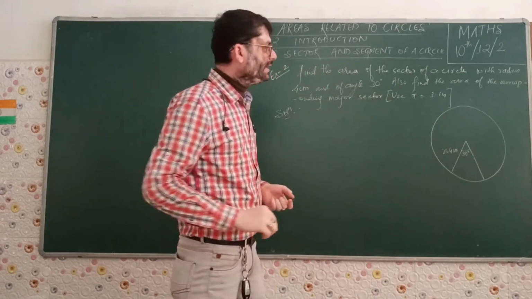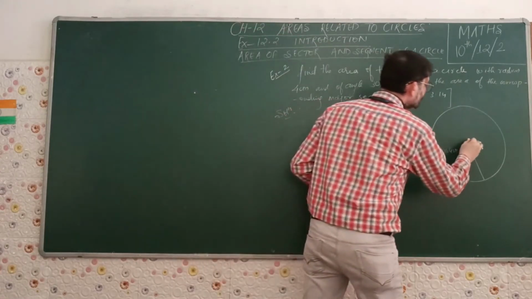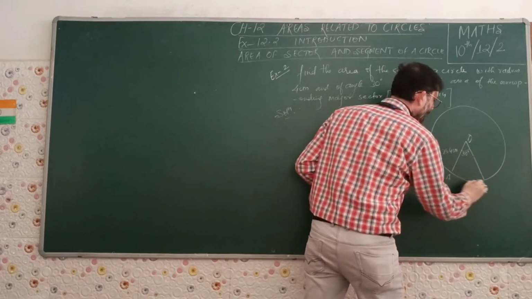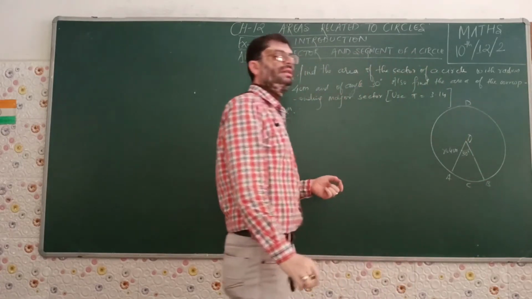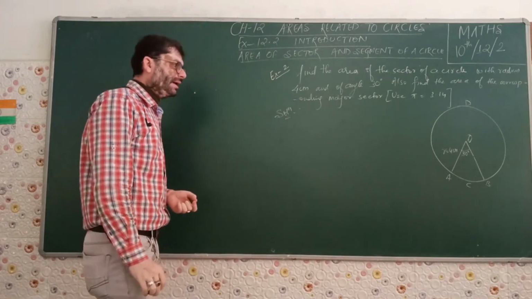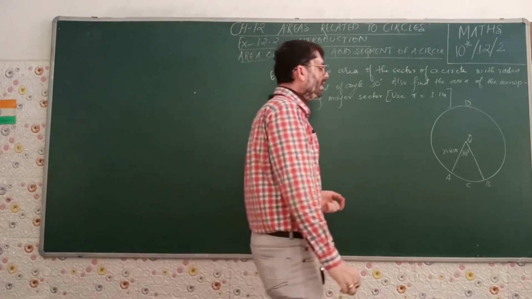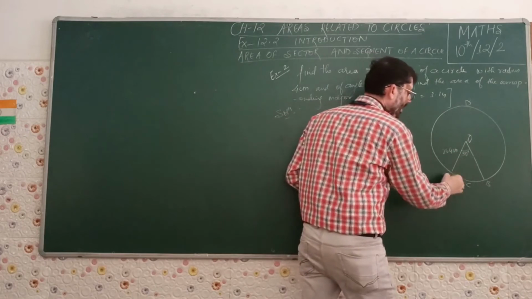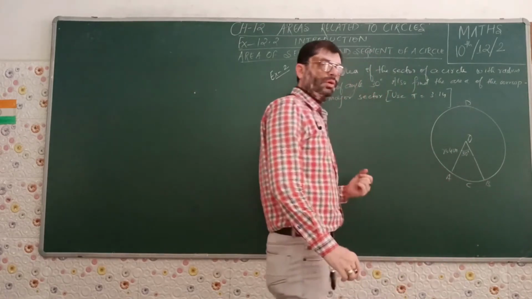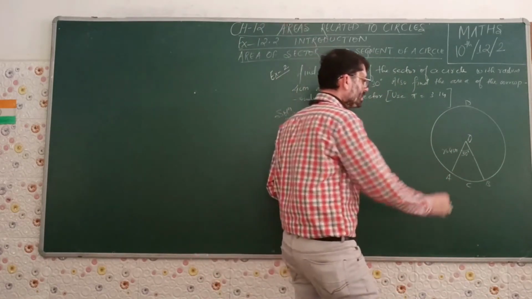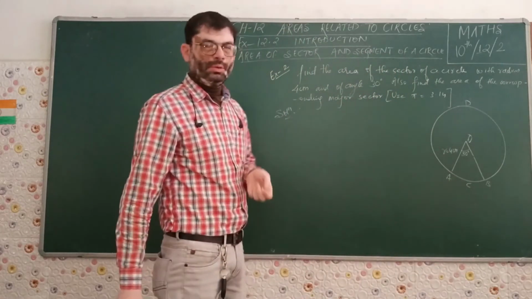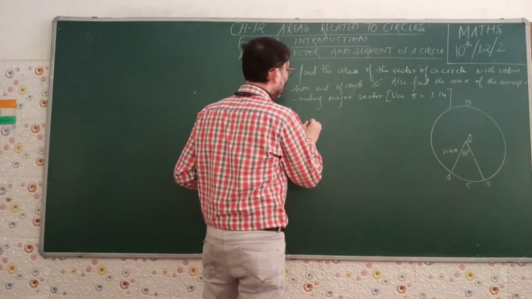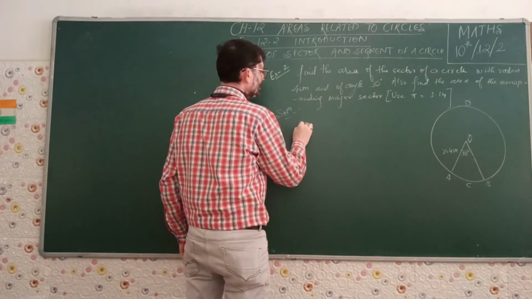We need to find the area of, let us name it O, A, B, let us write here C and D, so that we can very easily name the major and minor sectors. We need to find the area of the sector OACB. Moreover, we need to find the area of the sector OADB. We have to find the area of both the sectors. So let us continue with finding the area of the minor sector.